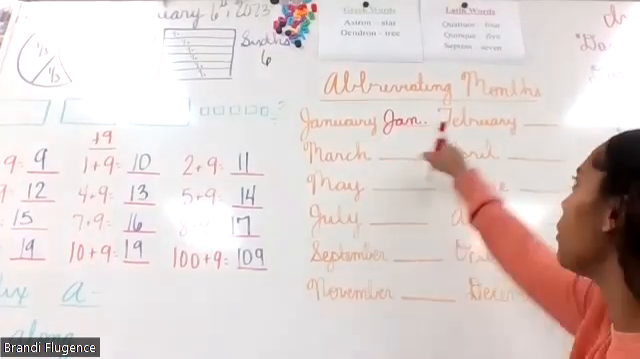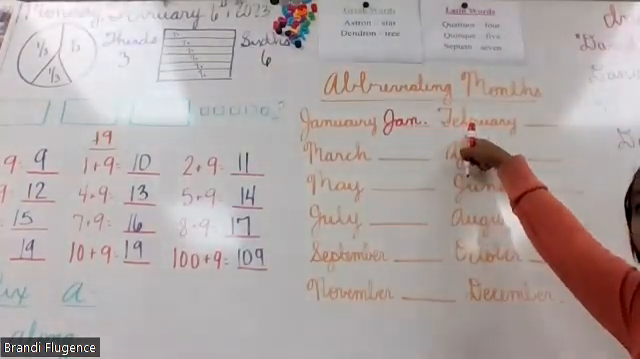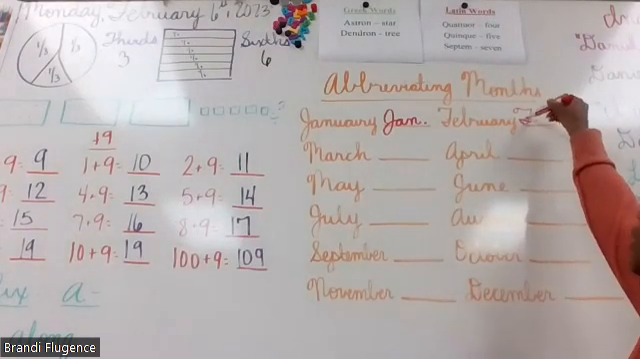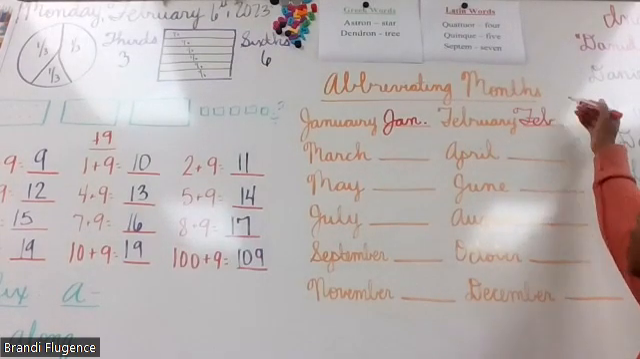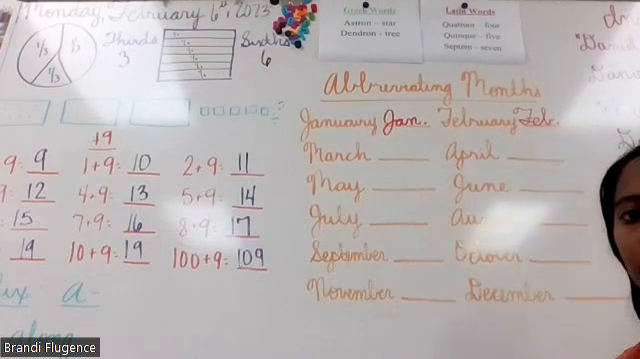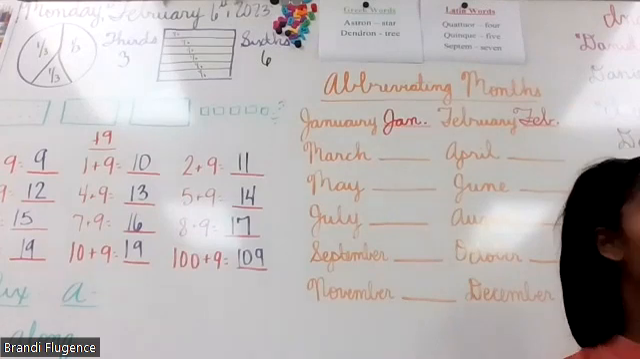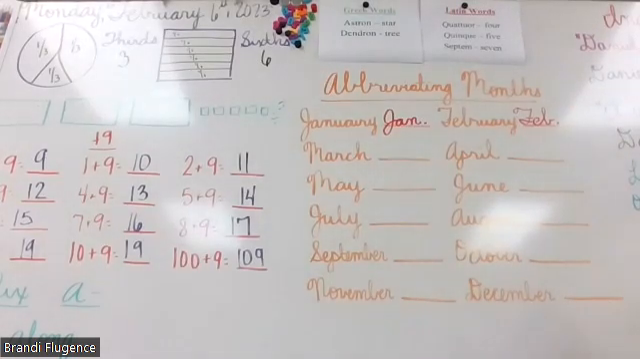Okay, so then look at February. The abbreviation for February will be the first 3 letters. That will be capital F-E-B dot. See that? That's the abbreviation for February. First 3 letters. It's pretty easy.